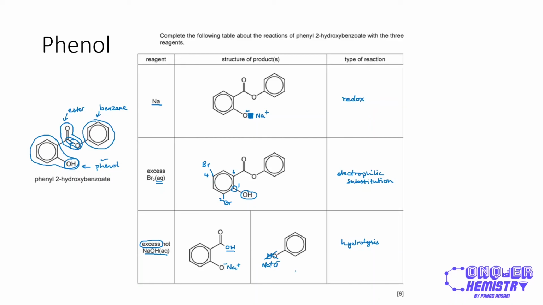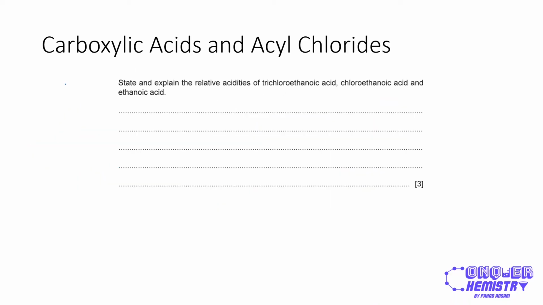Next, we will look at carboxylic acids and acyl chlorides. So in this question, it asks us to explain the relative acidities of 3 carboxylic acids. So we have trichloroethanoic acid, chloroethanoic acid, and ethanoic acid. So let's start with this last acid over here. So we know that weak acids partially dissociate to give us hydrogen ions in aqueous solution. That's the case for all carboxylic acids.